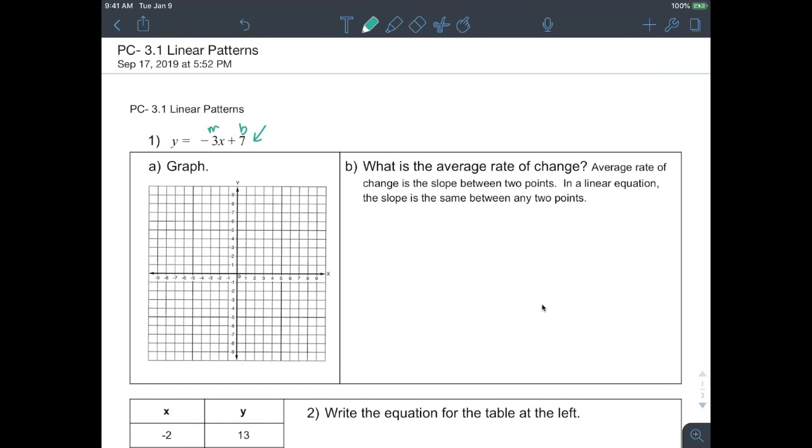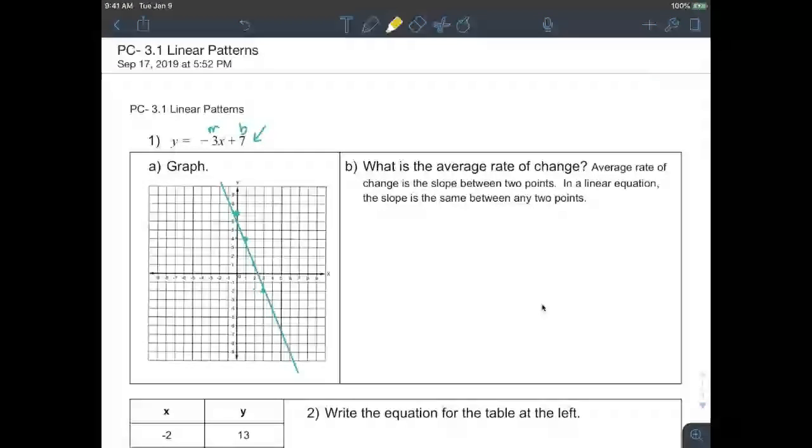So I go up 7, 1, 2, 3, 4, 5, 6, 7, and then I'm going to count down 3 and to the right 1, down 3 and right 1, down 3 and right 1. Go ahead and connect these. And I have a graph of y equals negative 3x plus 7.